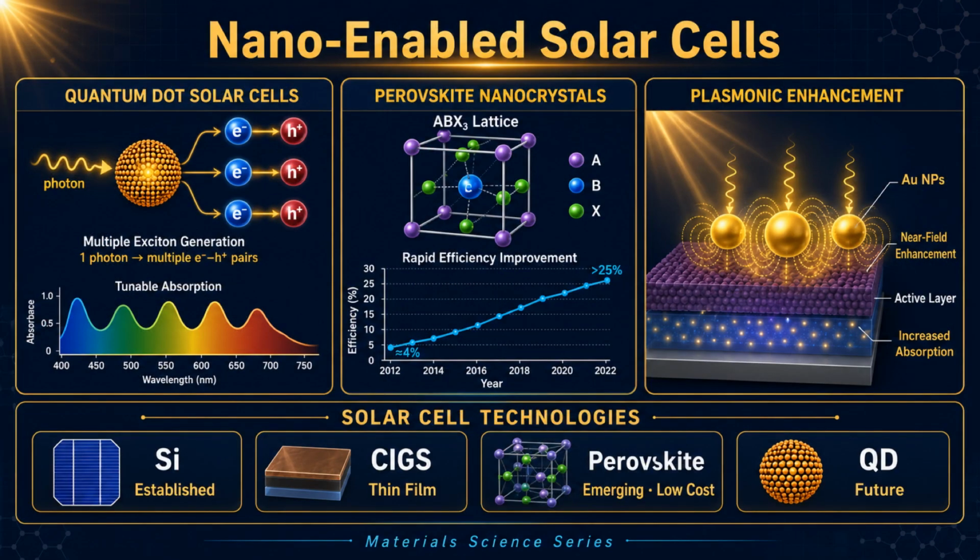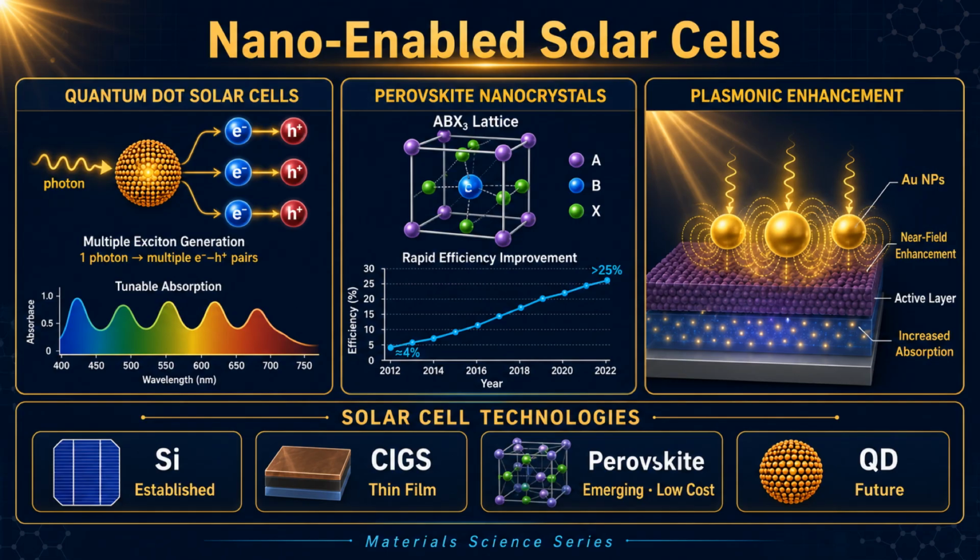Nanomaterials are opening new frontiers in solar energy conversion. Quantum dot solar cells exploit unique physics unavailable in bulk semiconductors. Multiple exciton generation, where one high-energy photon creates multiple electron-hole pairs, can theoretically exceed the Shockley-Queisser efficiency limit for single junction cells. While this hasn't yet been realized in practical devices, research continues. Quantum dots' tunable bandgaps also enable tandem cells optimized across the solar spectrum.